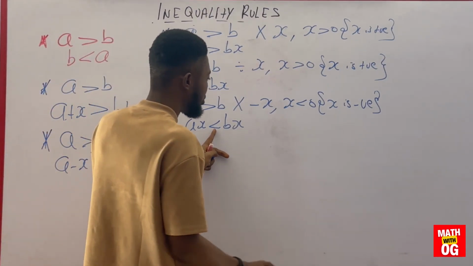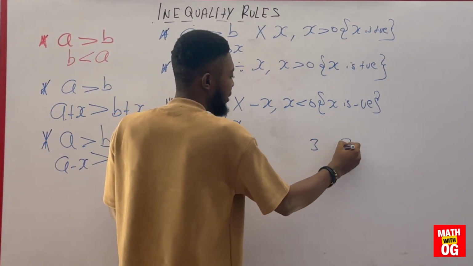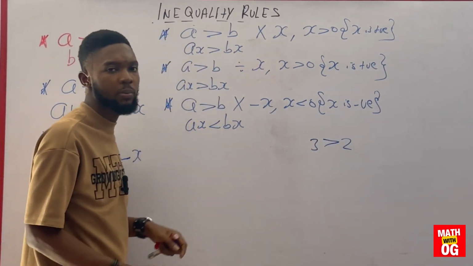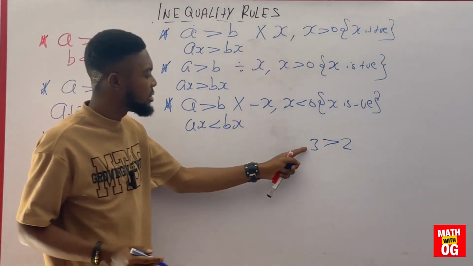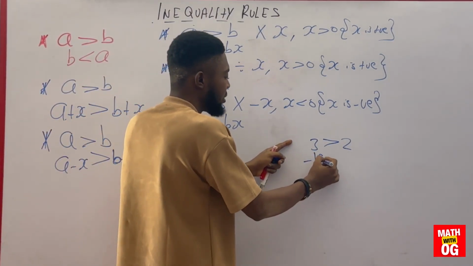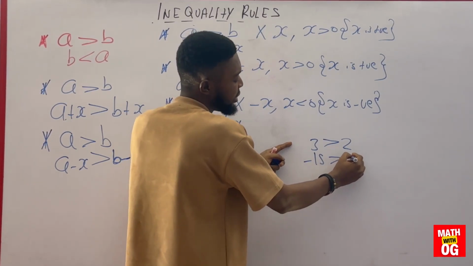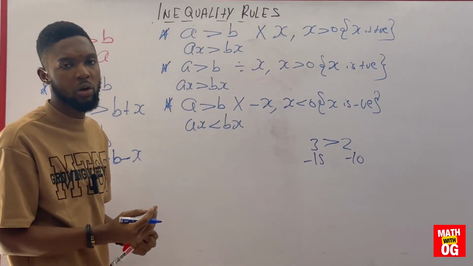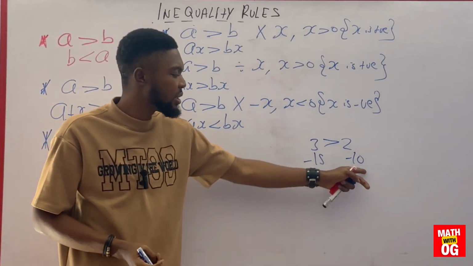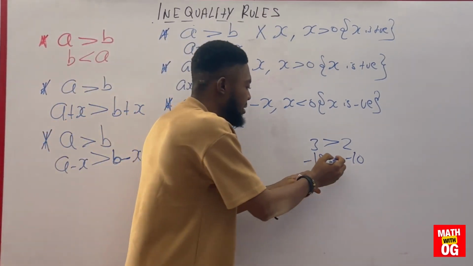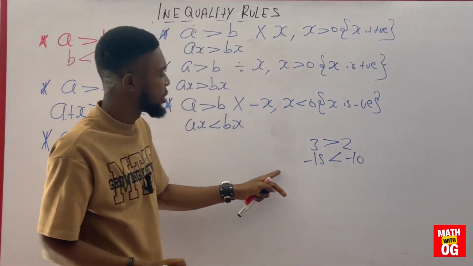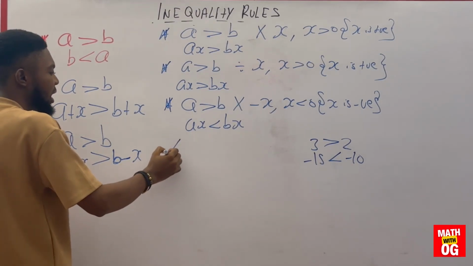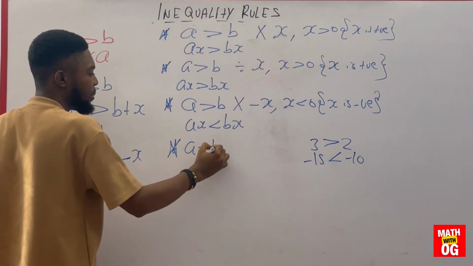Now let's check if that is true. If I have 3 and I have 2, 3 is obviously greater than 2. So I can put that here. Now let's multiply by negative 5. Negative 5 times 3 will give me negative 15. Negative 5 times 2 will give me negative 10. Now you ask yourself, negative 15, negative 10, which one is bigger? It's obvious that negative 10 is bigger than negative 15. So you can see that my sign has changed. So when you multiply by a negative sign, your sign has to what? Change.